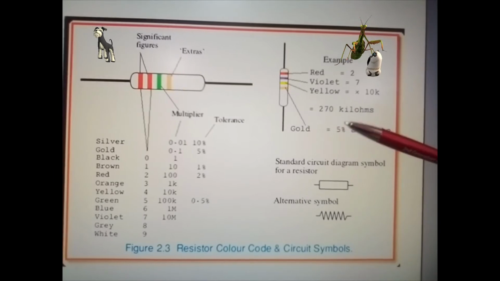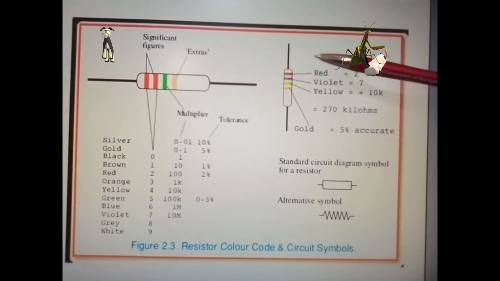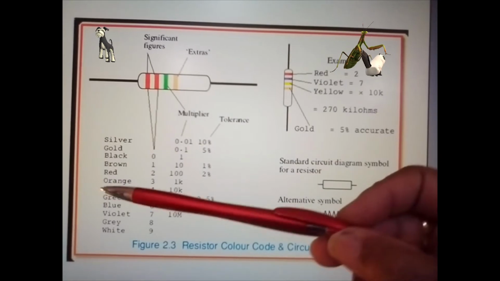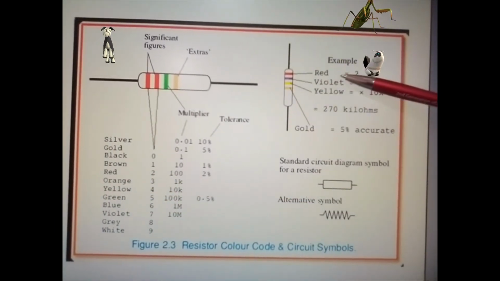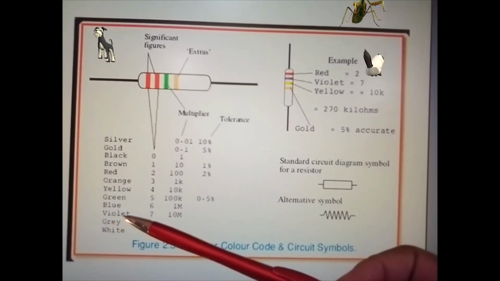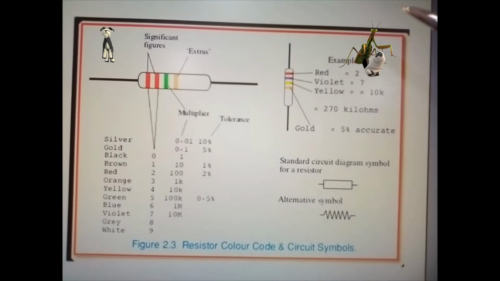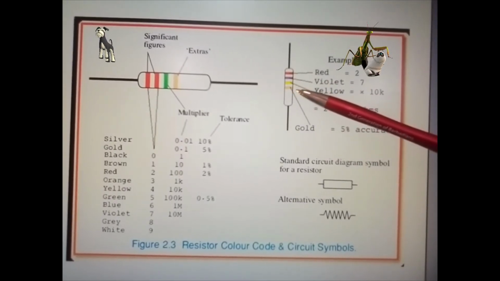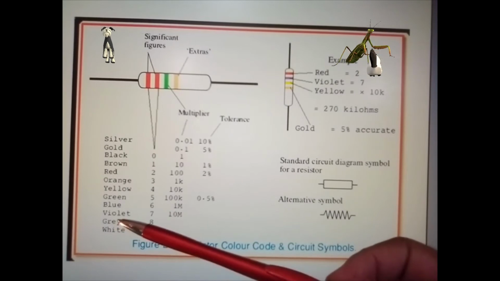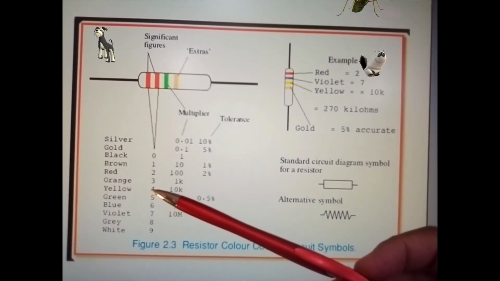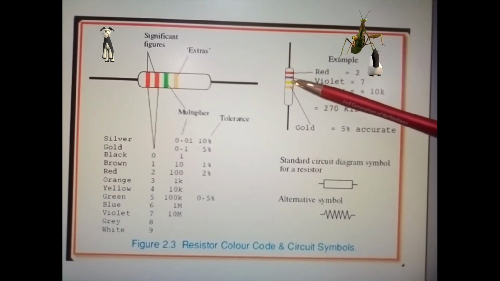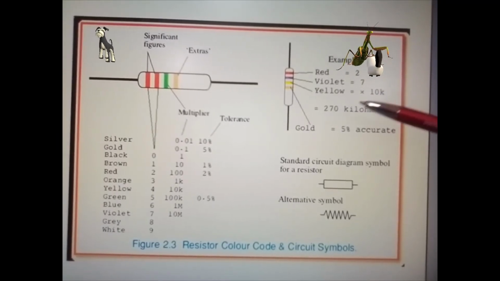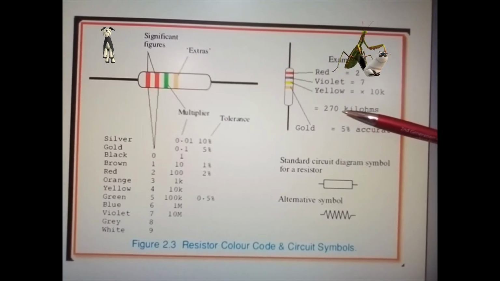Okay? So again, let me go through that again for you. Example, to read your resistor from left to right. Value here is red, equals 2. If you go down to here, red has a value of 2. Okay? Violet is 7. If you go down to your table, it's giving violet a 7. Okay? When you put those numbers together, 27, you then look at your third color. And here it is yellow. And if you go down here and look at yellow, yellow is 4. Okay? So therefore, we know we need to add 4 zeros. So when you add 4 zeros to 27, you get 270,000 ohms. Therefore, that's equal to 270 kilo ohms.